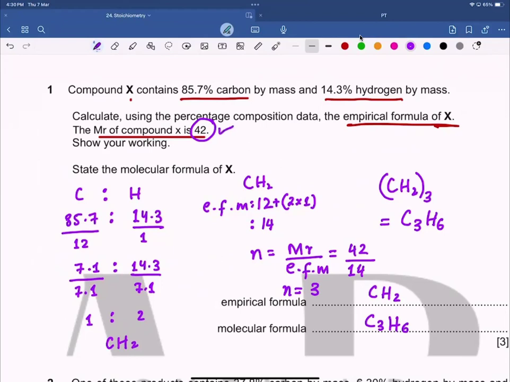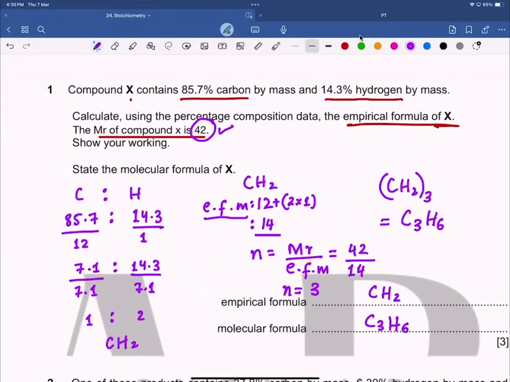Is this clear? MR is given over here, 42, right? EFM is the mass of the empirical formula. So empirical formula is CH2. I will calculate its mass as we calculate the MR. There is one carbon, so it's 12. There are two hydrogens, so 2 times 1. Then we add them, we get the EFM, the empirical formula mass is 14.